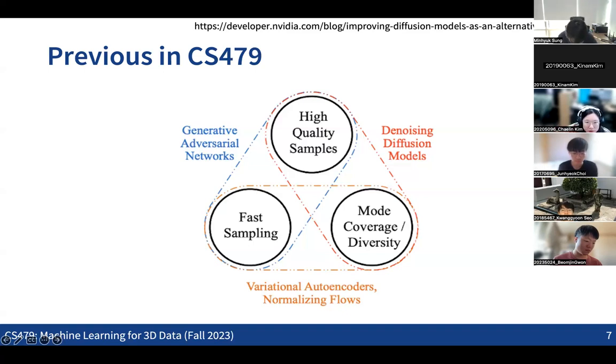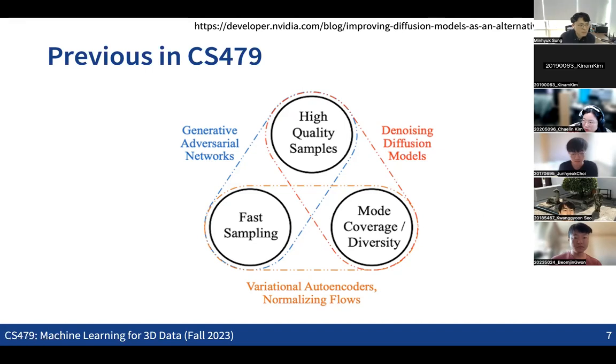And VAE was another option, which also gives very fast sampling speed, and does not have mode collapse issues. But typically the quality of the samples was not that good. So that's why we also discussed the idea of the diffusion model, which gives high quality sample outputs, and also does not have the issue of mode collapse.